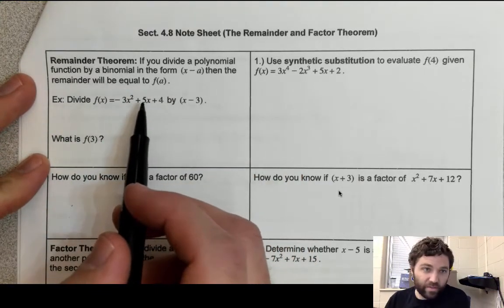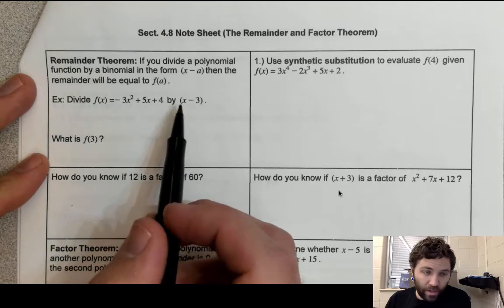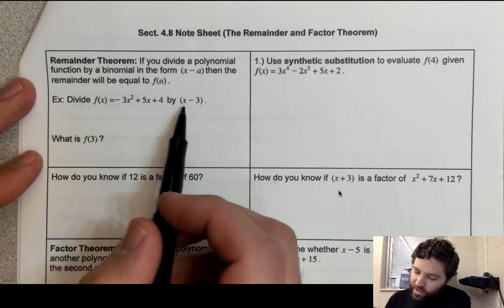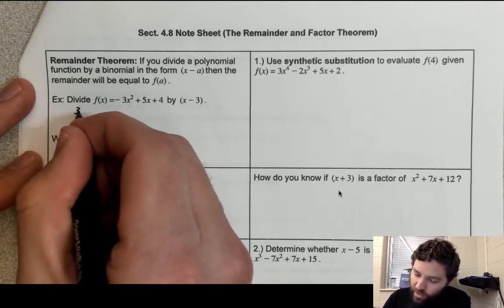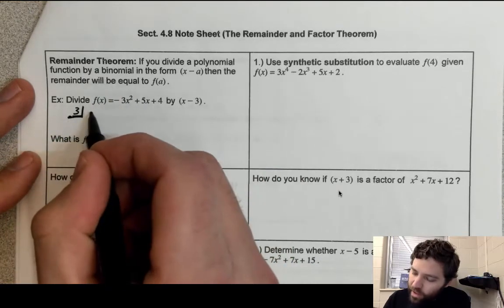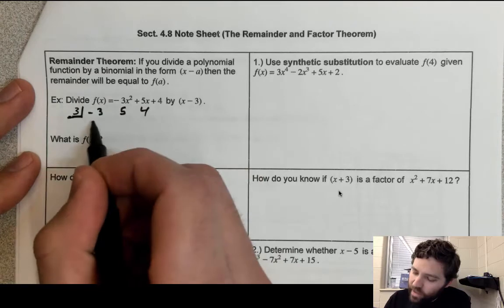So I'm going to divide this polynomial, which is a quadratic, by x minus 3. And then I'm going to find what f of 3 is. So if I'm going to divide this by x minus 3, I'm going to use synthetic division. I'm going to put 3 in the little box. I'm going to put negative 3, 5, and 4 across the top.